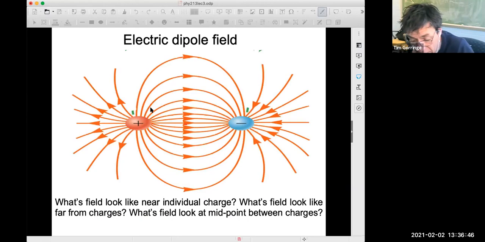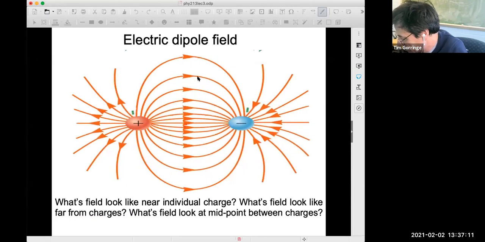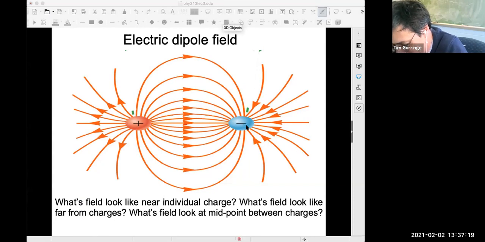Okay, this is the field of the electrical dipole. This is the field that we discussed in that last quantitative example. Let me just make a few remarks about this. So the electrical dipole is made of a positive charge over here on the left-hand side and a negative charge over here on the right-hand side. So this is our dipole arrangement.